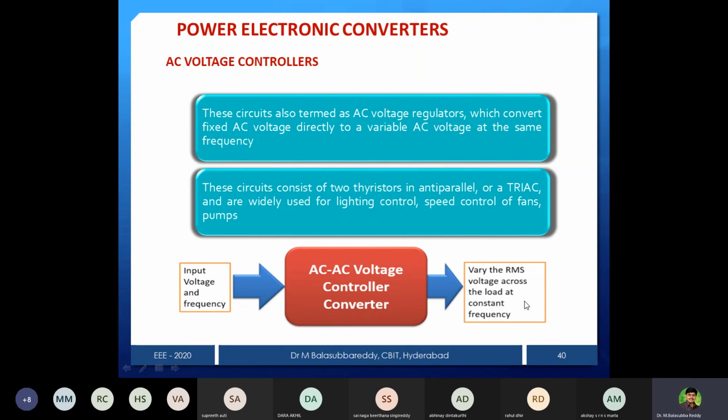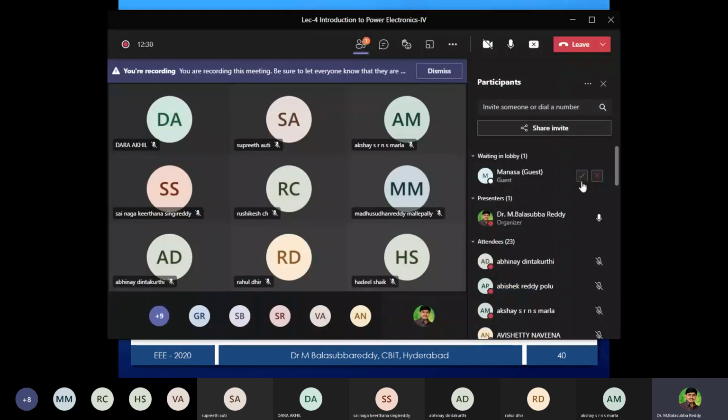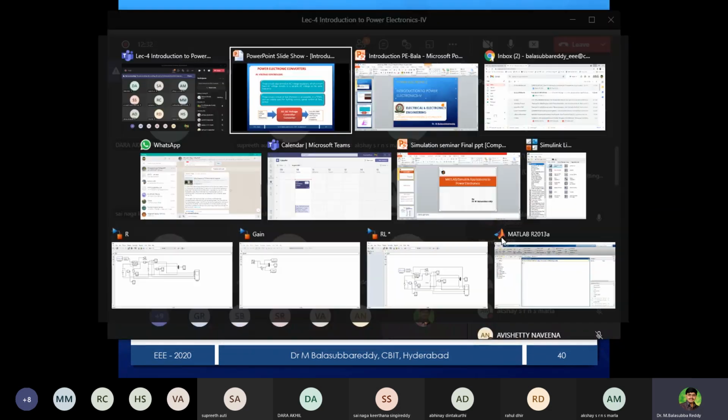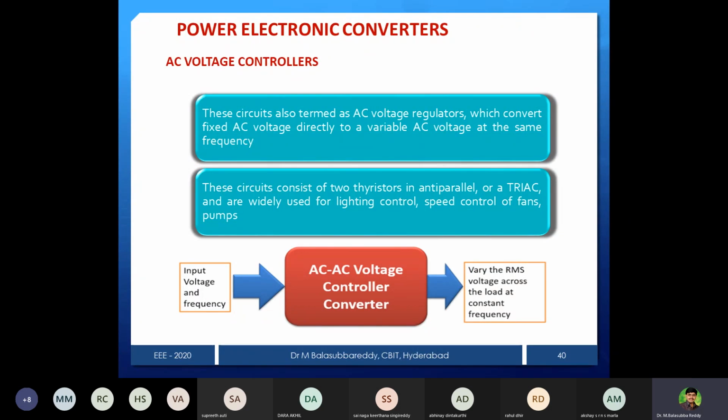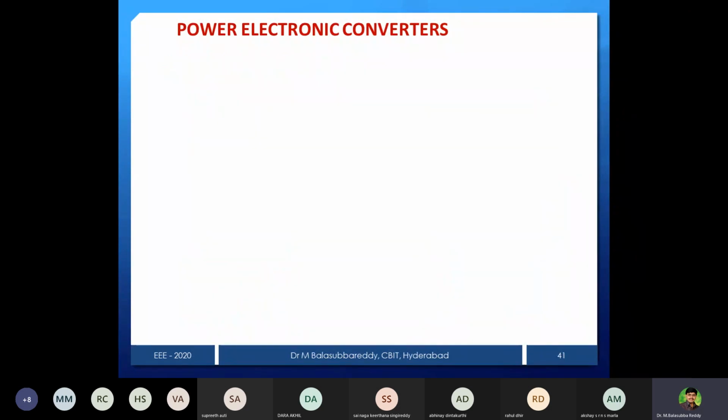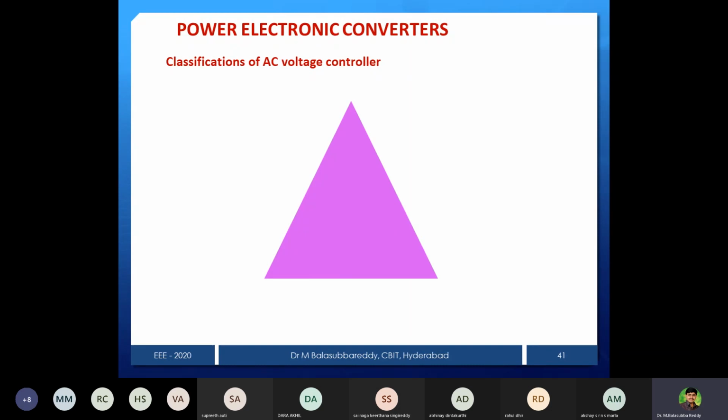That sentence is very important. The frequency remains constant, whereas in the other case, the cycloconverter, the frequency is going to be variable. There are classifications based on the direction. Unidirectional AC voltage controllers are also called half wave AC voltage controllers. So this is one classification.